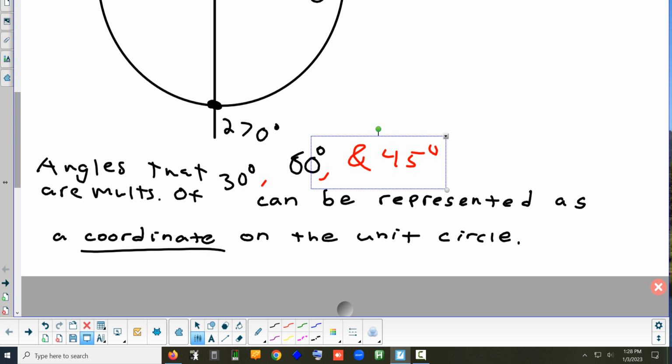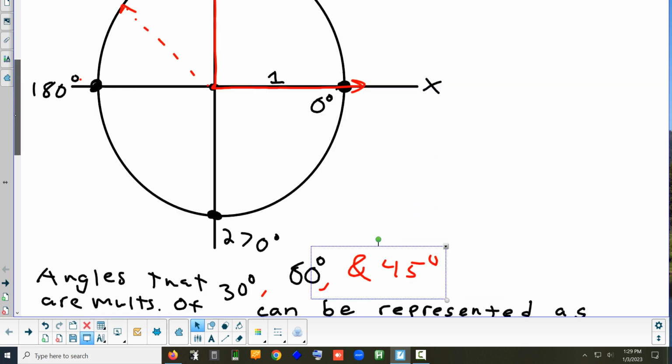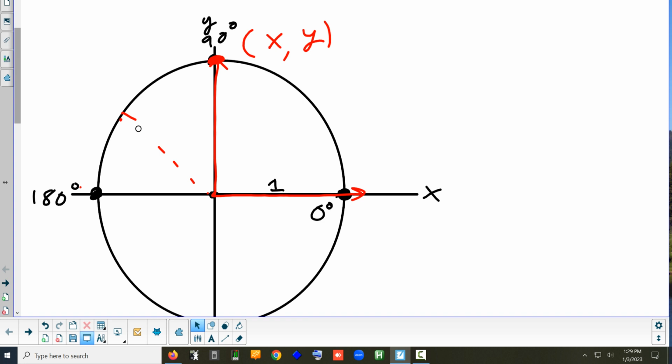So let's go back up and see if we can figure out the coordinate for 90. There are 4 angles I think you're going to be able to find the coordinate for without me really showing you anything. So let's go back up and look at 90. This point, that's the origin. That's where the x and y axis cross. So that's 0, 0.